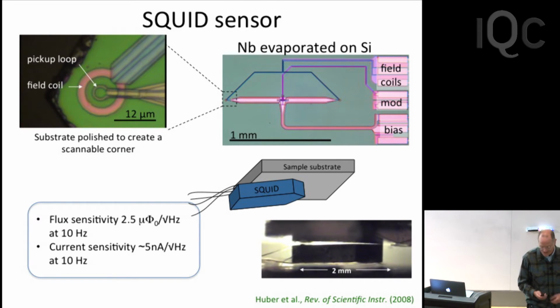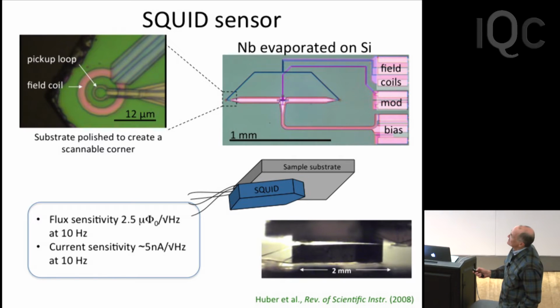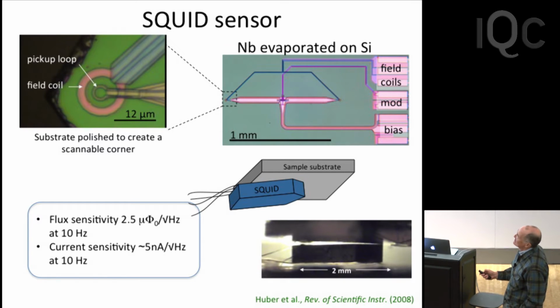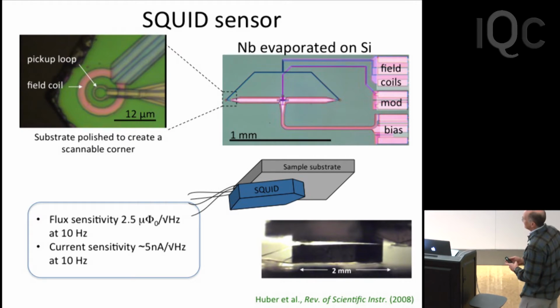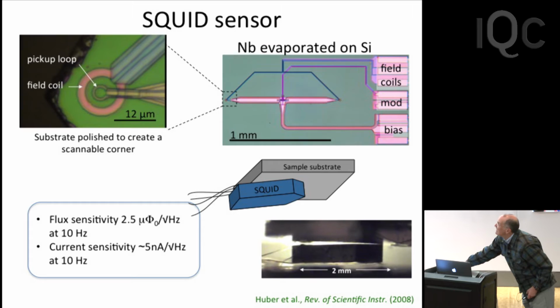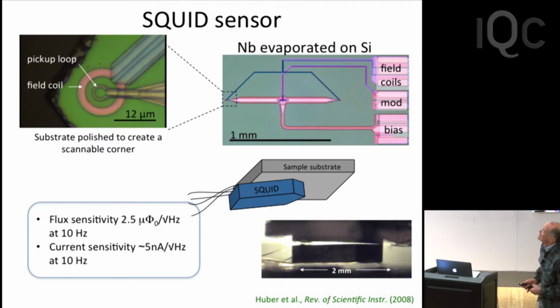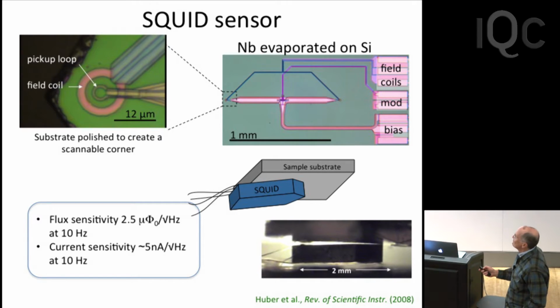In our devices, this is an optical microscope image of the pickup loop and field coil area. The SQUID is made of niobium, on a silicon substrate. We polish the substrate so it's very close to one of the pickup loops, and adjust things so that the SQUID is very nearly parallel to the sample.